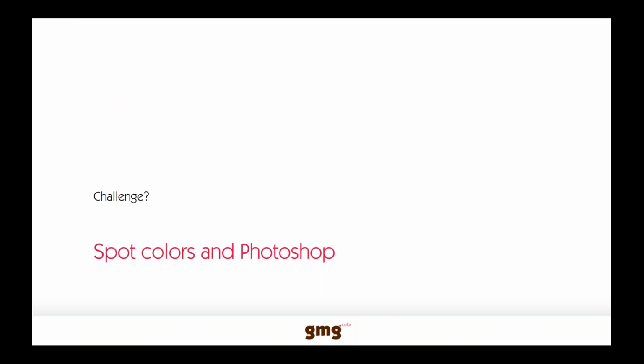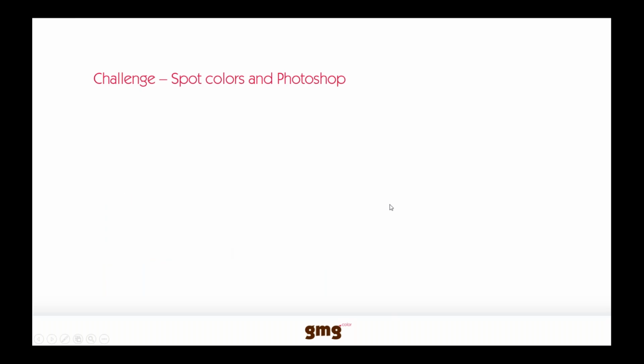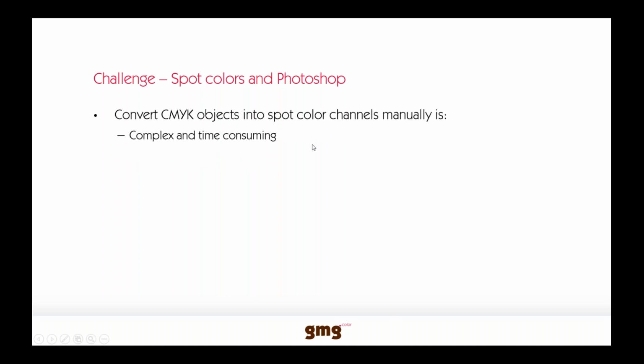So what's really the challenge when you have spot colors and images, or you want to reproduce or separate CMYK or RGB images, including spot colors, in Photoshop? Where is the big topic here? Firstly, to convert CMYK objects into spot color channels manually in Photoshop is very complex and time consuming. That means knowing how to do that is not that easy.